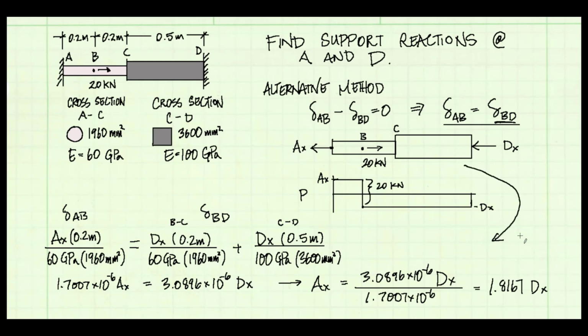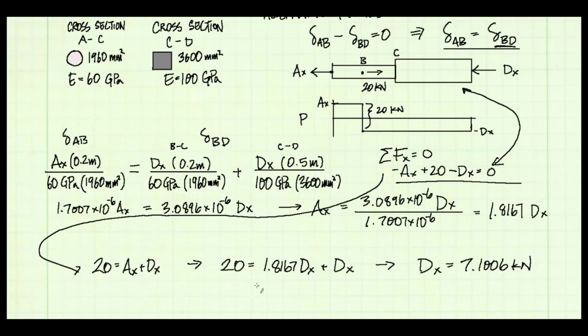I have one more equation that I can get. That's my static equilibrium equation. I can get it from my free body diagram. Here it is. I can get it by summing forces in the x direction equal to 0. And now I can do a substitution of ax from my compatibility equation into my static equilibrium equation and solve for dx. I get 7.1 kilonewtons. And I can stick that answer back into the equation for ax and solve for ax. It's 12.90 kilonewtons. And I get the same results I did when I used the force method.